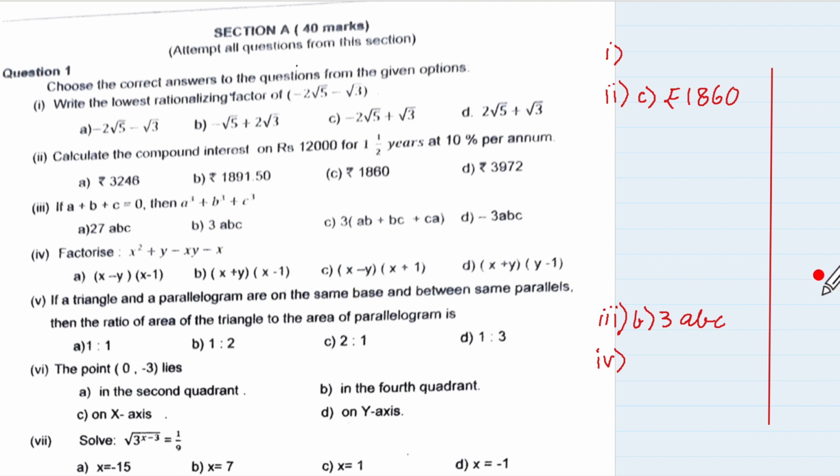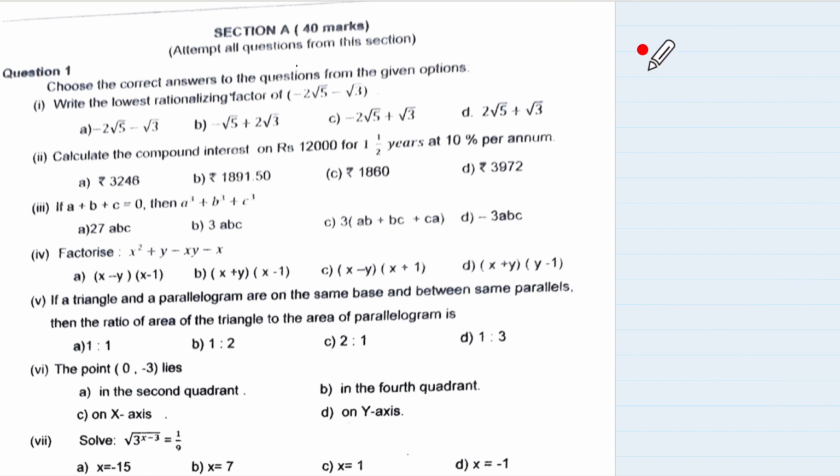Fourth one, factorize this. Now here again you'll have to use the space this side. We are going to solve it this side, but I don't have space, so I will show you this way. Factorize. So we write it: x squared plus y minus xy minus x.